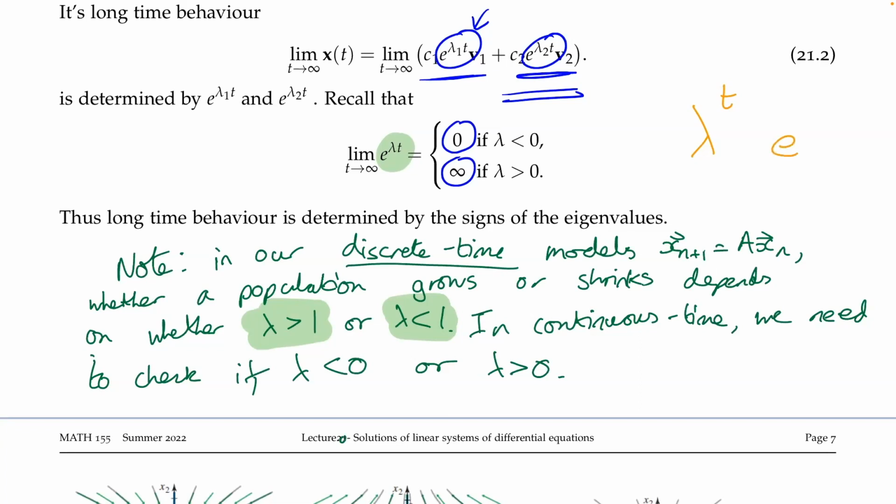Now in our continuous time models, we've got e to the lambda t. In the discrete case, the key value is whether lambda is less than 1 or greater than 1, whereas when we have e to the lambda t, we care about whether our eigenvalues are positive or negative. So it's shifted where we need to think about checking the values of those lambdas.